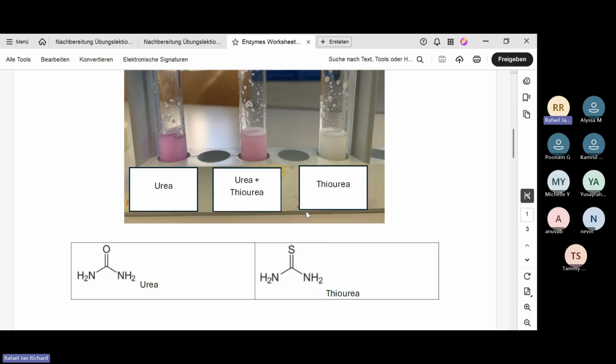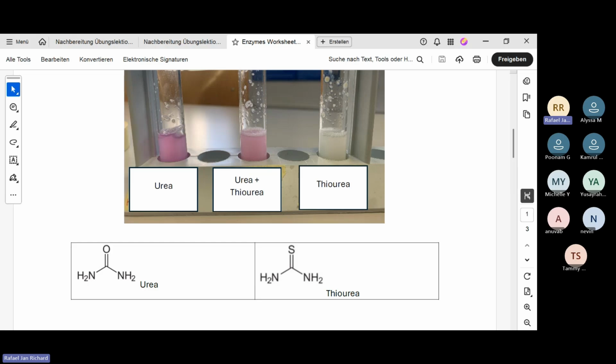This is a perfect answer. Yes, in the second test tube, there are competing substrates for the enzyme's active site. And one, as you can see here, the urea, this is the actual substrate, which you want to form the products out of, like ammonia and stuff like that.